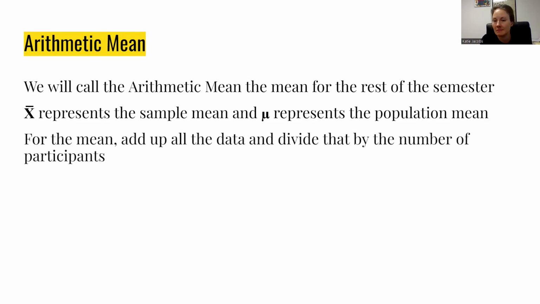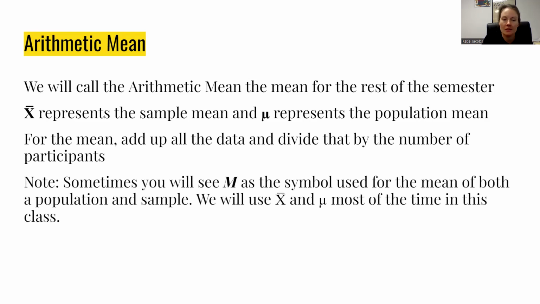All right, so to find the arithmetic mean, or what we're going to call the mean for the rest of the semester, all you do is add up all of the data from your participants and then divide that sum by the number of participants that you have. We actually are going to add another symbol. Sometimes you're going to see the capital italicized M as a symbol used for both the mean of a population and a sample. For this class, for the most part, we'll be using X bar and mu, but you should also know this capital italicized M, because that's what you're typically going to read about in journal articles.